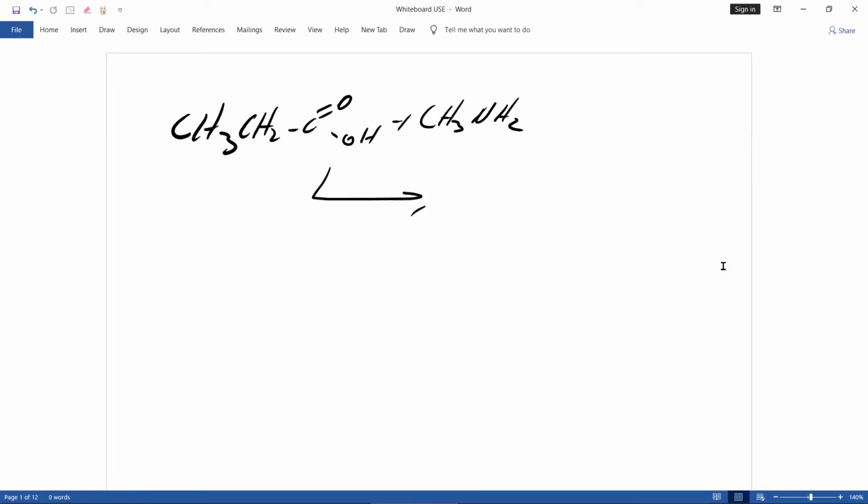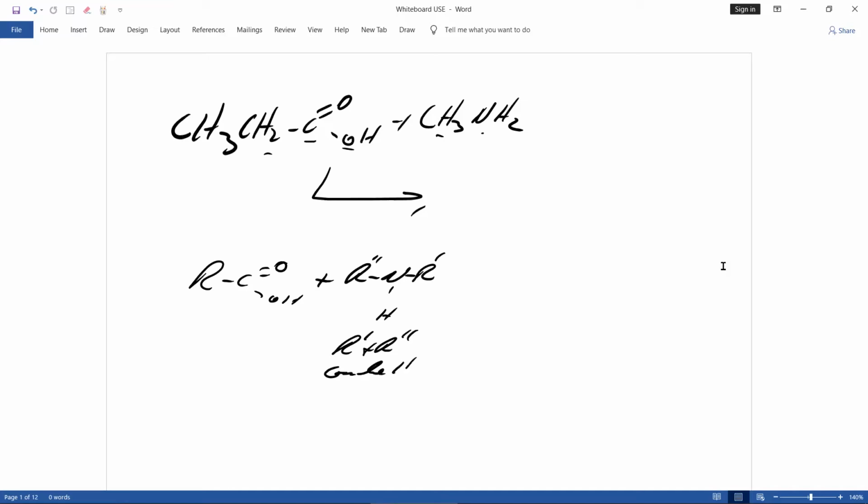Look for what's different. Ooh, carbonyl, hydroxyl, carbon, carboxylic acid. Carbon, nitrogen, ooh, an amine, which I can write like this. I remember R prime and R double prime can be hydrogen. And what do you get? An amide.